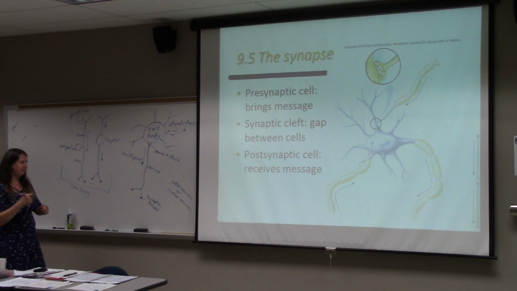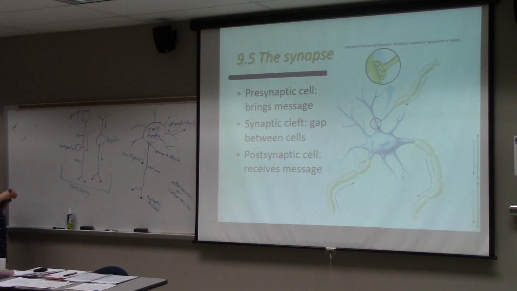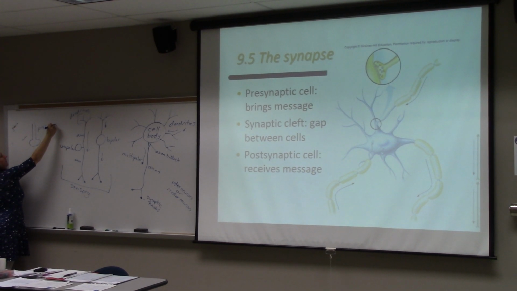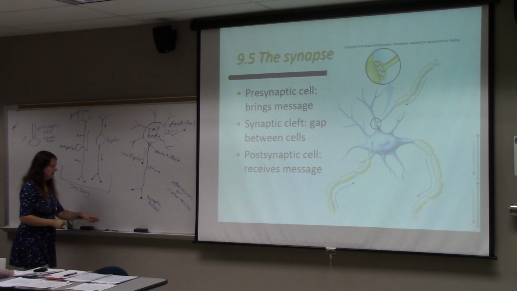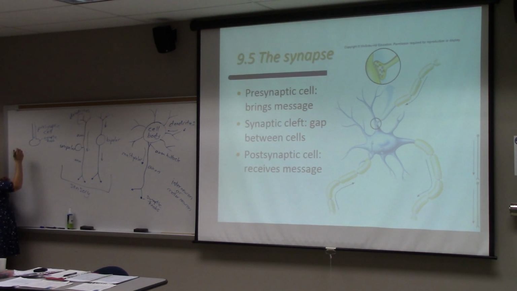At the synapse, you have two cells that come together. The presynaptic cell is always a neuron. It's the one that brings a message to the synapse, and it'll be its synaptic knob that meets the other cell. The cells don't touch. There's a little bit of a gap. I'm going to draw this like it's a dendrite. This will be the postsynaptic cell. So the postsynaptic cell receives the message. And then you have the synaptic cleft, the little gap between them.